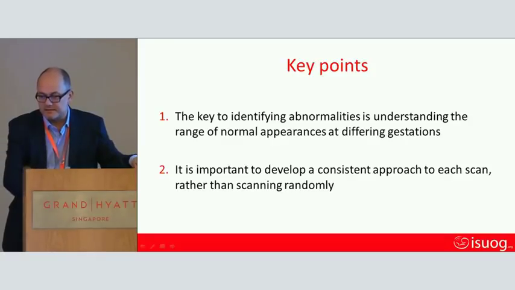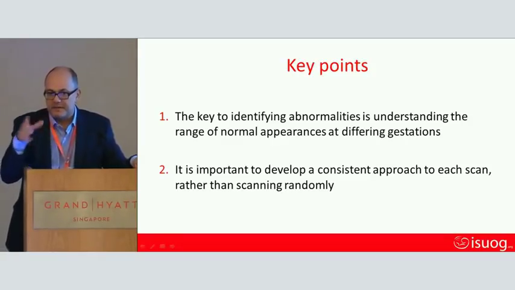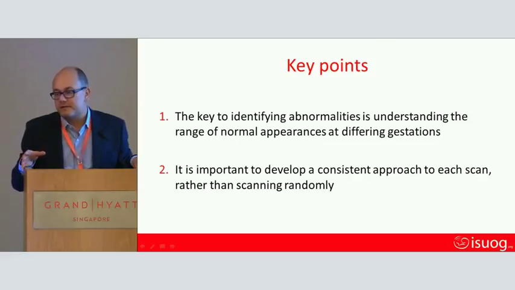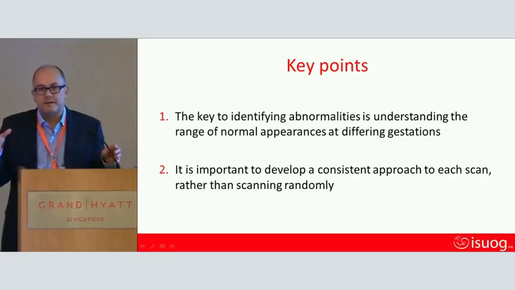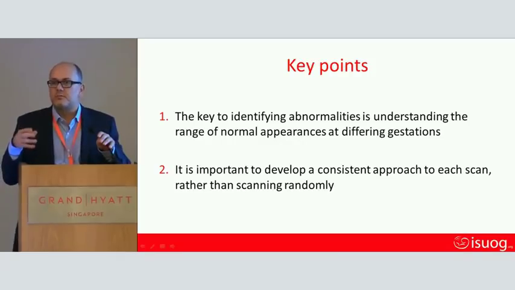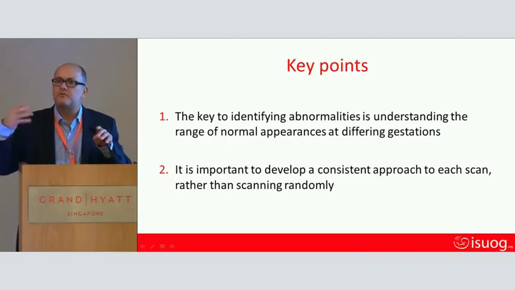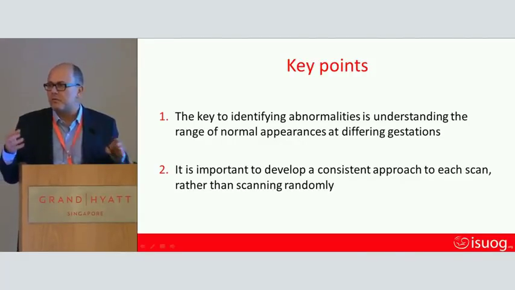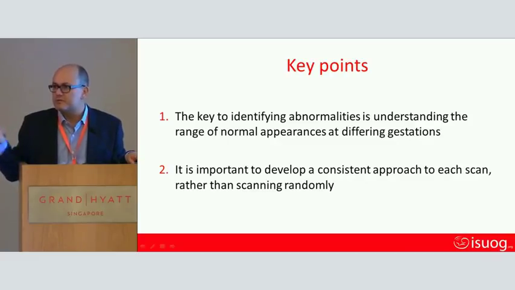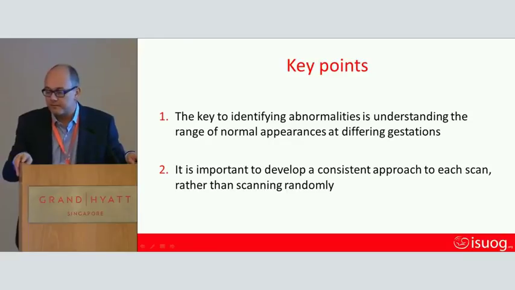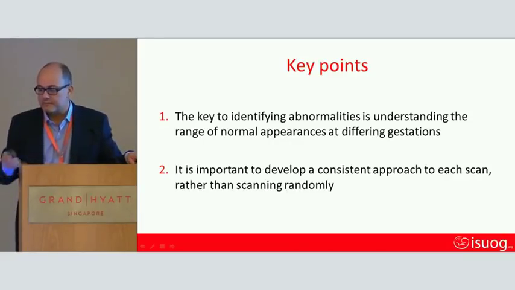So, just to summarize, the key to identifying anomalies in babies is to understand what the normal appearance is. So there is no better thing to do than to do lots of normal scans. When we, all of us, when we start ultrasound, we want to see the exciting abnormal cases. But actually, it's really important that you scan lots and lots of normal cases, because there is variation within normal, and you need to make sure that you familiarize yourself with what normal looks like.